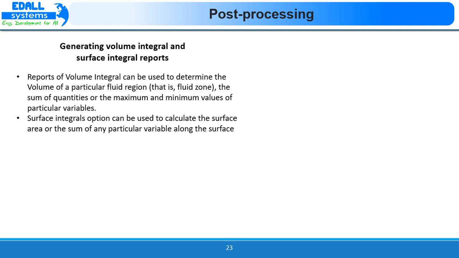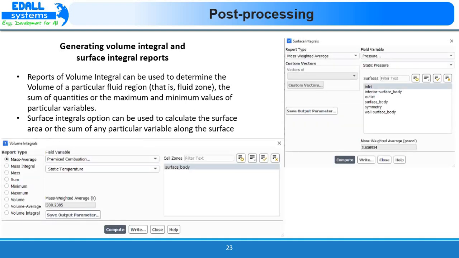So if you want to see how much fluid volume has been passed from an inlet or how much volume of fluid has been passed from a certain wall, we can use this volume integral report option and we can generate reports as well. Same can we do with the surface integral reports where we want to calculate a particular variable at any surface and then we can save this value directly to our system. These two are the dialog boxes for generating volume integral and surface integral reports.